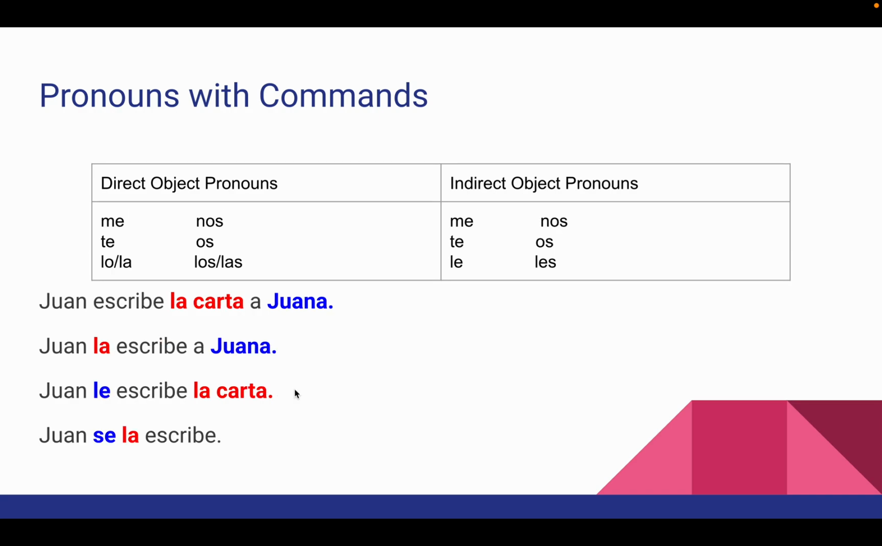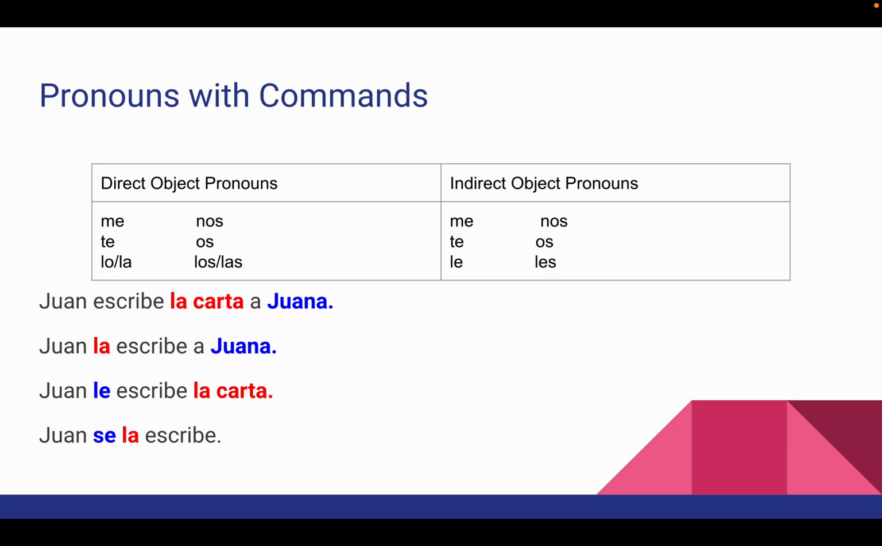In Spanish, the direct object pronouns are not the same as the indirect object pronouns. They're really similar, but the third person, singular and plural, are different. I know it gets really confusing, but just as a review, the direct object pronouns in Spanish are me, te, lo, la, nos, os, los, las. And the indirect object pronouns are me, te, le, nos, os, les.